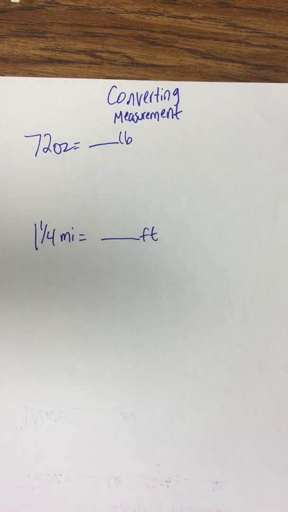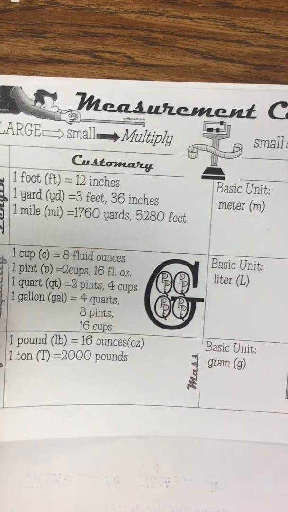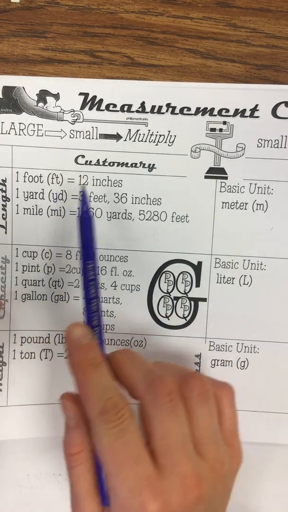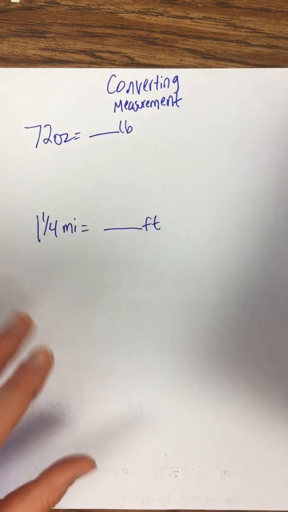This is a video on converting measurement using ratio reasoning. And when you're changing or converting measurements from one unit to the other, it's helpful to either know the conversions or to have a simple chart like this that tells you how many inches are in a foot or how many feet are in a yard, etc.